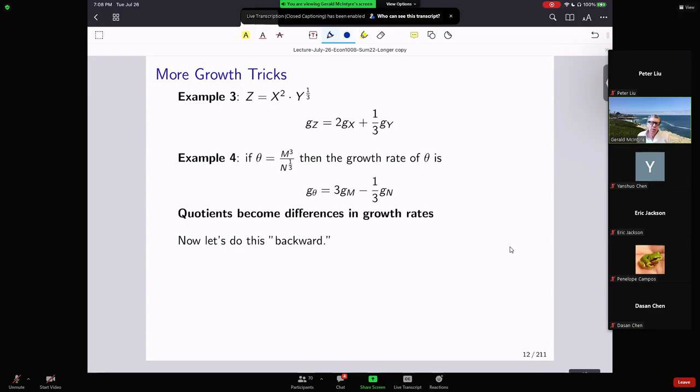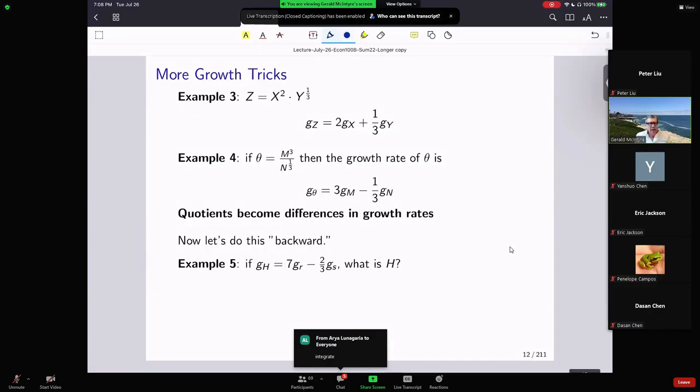Let's see if we can do this backwards. Do you know what I mean by backwards? If I give you the growth rates, can you go back up and get the primitive function? In your head. So, suppose I give you this example. The growth rate of H is equal to 7 times the growth rate of small r minus 2/3 times the growth rate of S. What was the original function H? Tell me what H is in chat. Sorry, I lost my mind there. Does anyone have it?